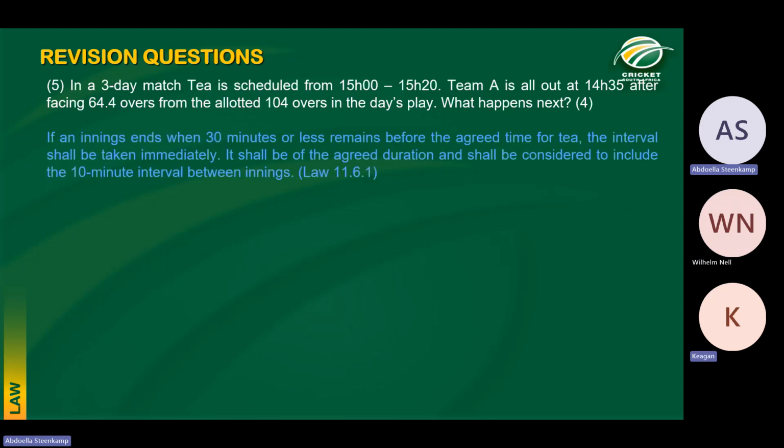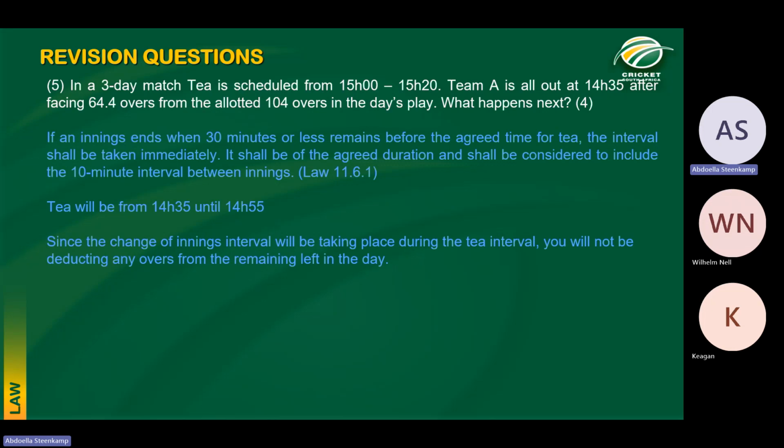Yeah, well done. There's the law. It must be 30 minutes or less for tea, and if it is, you activate this clause by taking tea immediately. You'll incorporate the 10-minute change of innings into the tea interval, and hence you will not deduct any overs. You will not deduct your 2 overs, which the playing condition states. Please deduct 2 overs, but because this falls during the tea, no deduction of 2 overs. So the remaining overs for the day is 104 minus 65. Well done, Keeks, for rounding it up to the next whole number. So 39 overs, and always, please and never forget, put in brackets minimum.